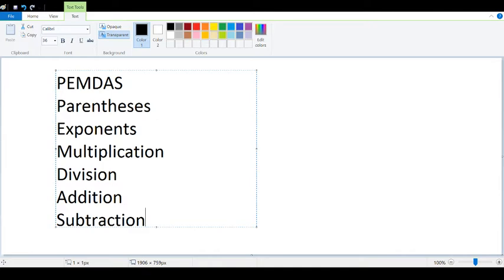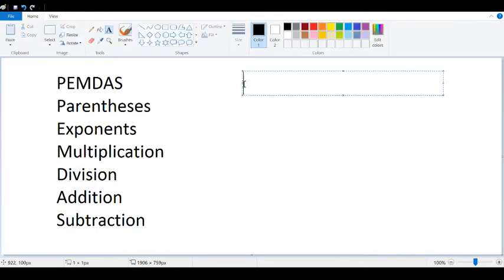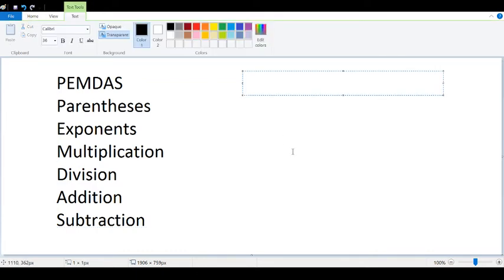Now, what is the order of operations? Well, it's what you would use if you were given a long problem and it had all of these things in that problem. This is the order you would take in order to solve that problem. So let me give you one.